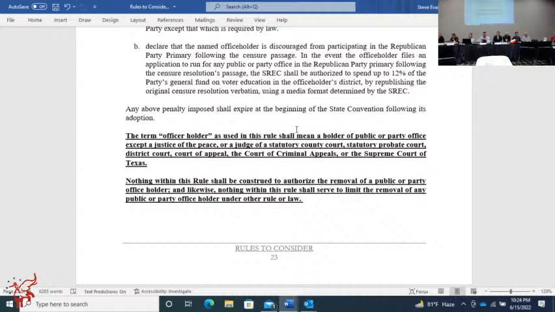Someone wishing to speak against? Chair recognizes Senate District 12. SD 12. I'd like to propose an amendment to the language. Okay, state your amendment. This last paragraph, I propose to remove the starting with nothing down to the second line of the comma after likewise, so that we just read nothing within this rule shall serve to limit the removal of a public or party office holder under other rule or law.